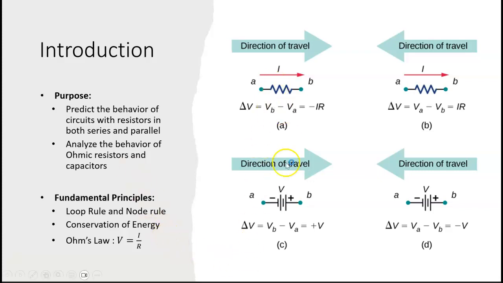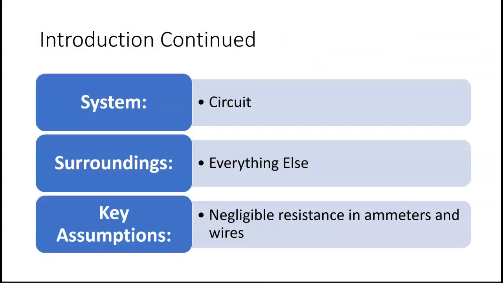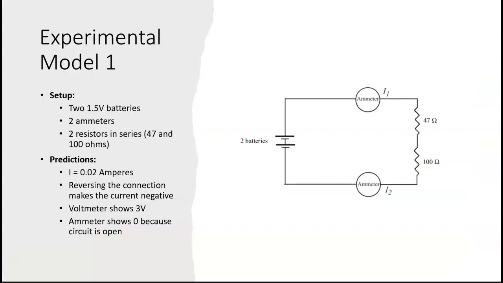And this is how we calculate the sign of the voltage depending on the direction of travel or traversal of the circuit. We define the system as the circuit and the surroundings as everything else. The assumptions we make in this experiment are that the resistance in the ammeters and the wires are negligible. This is our experimental model for the first setup.